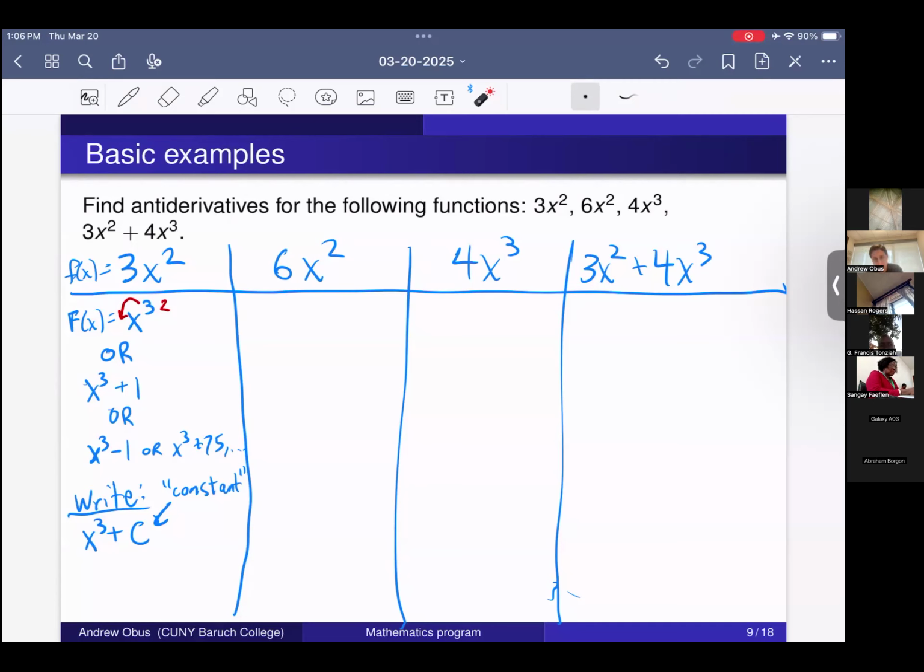All right, so asking what happened to the 3 and the 2 is not really the right question. The right question is just, you have x cubed, and when you take the derivative, you get 3x squared. So it's the right answer, right? It's something that gives you the 3 and the 2 when you take the derivative. Is that okay?